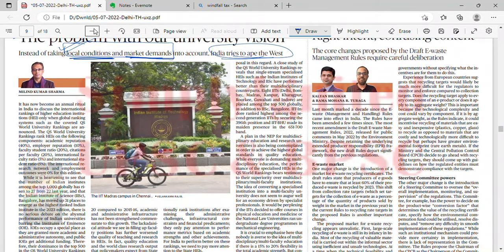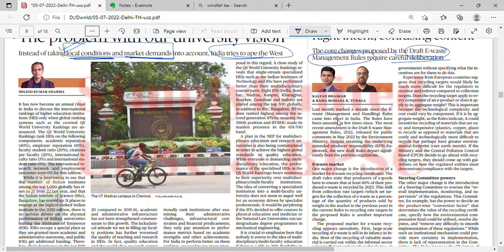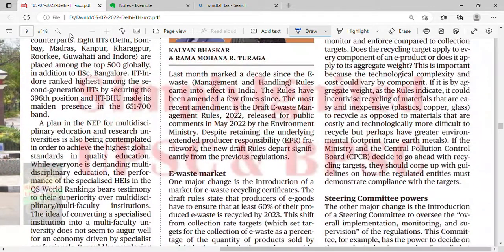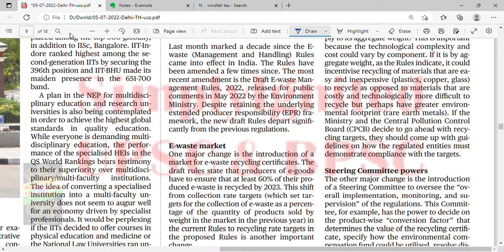The core changes proposed by the draft e-waste management rule require careful deliberation. Last month marked a decade since the e-waste management rules came into effect in India, okay. Here, by the Environment Ministry, despite retaining the underlying extended producer responsibility framework, the new draft rule significantly departs from the previous one.